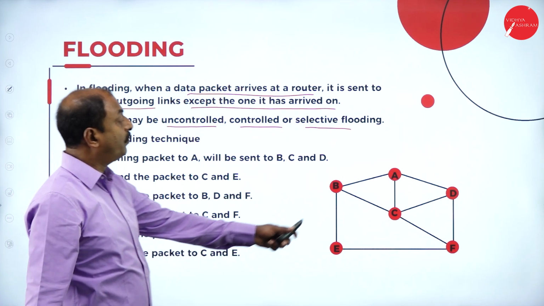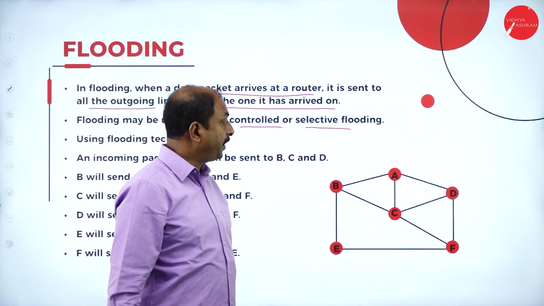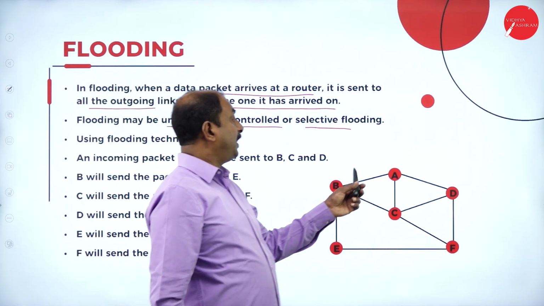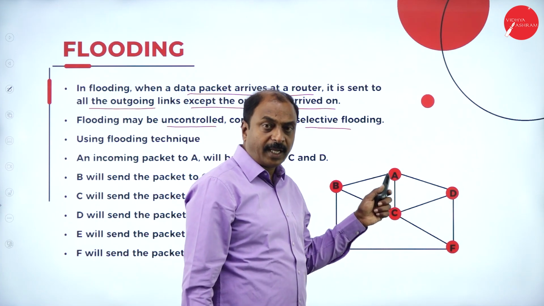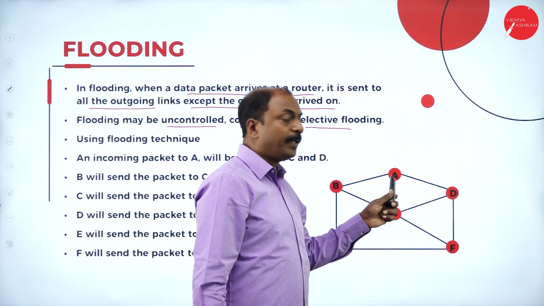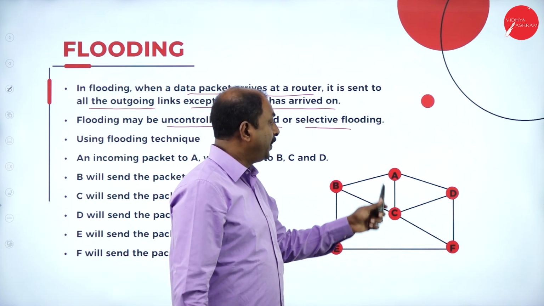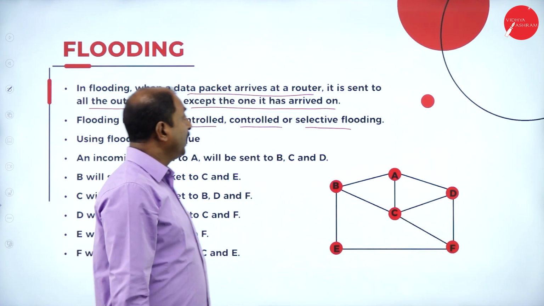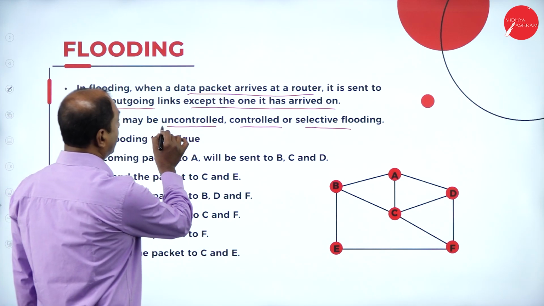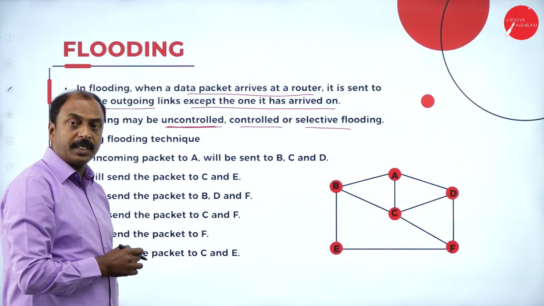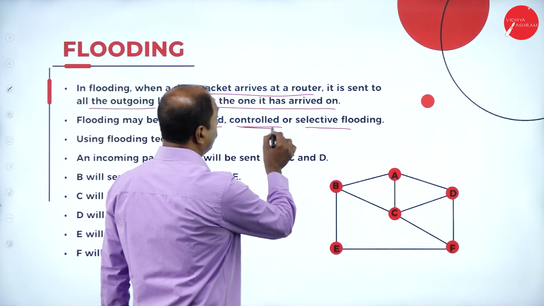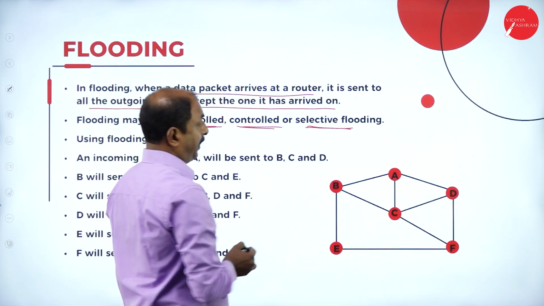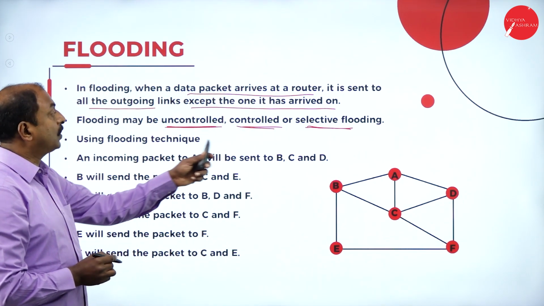So this is called flooding here. What is the meaning of flooding in this example? Any data which has been received at router A is transmitted to different nodes or devices in the network. There are three types: one is uncontrolled or unconditional, one is controlled, and one is selective flooding. These are the different methods of flooding.